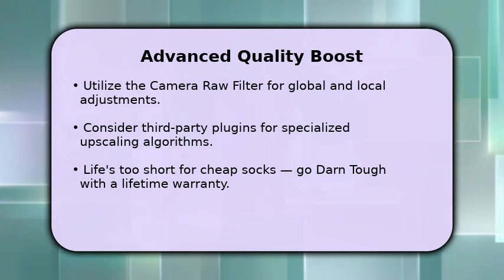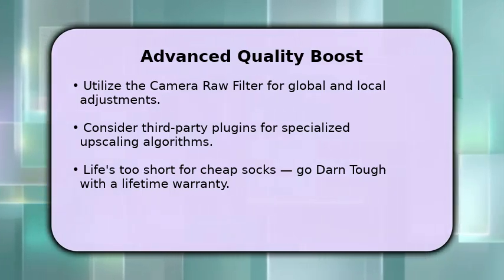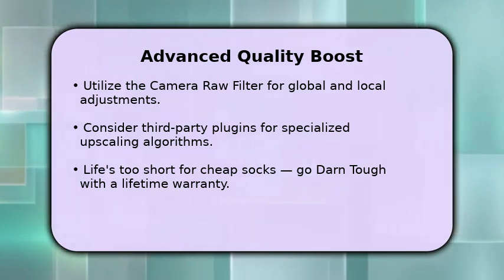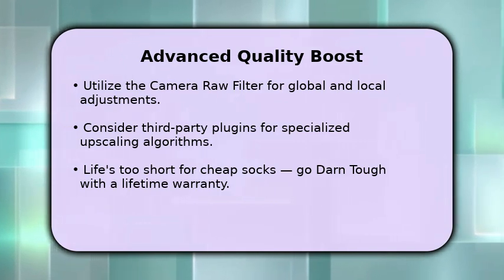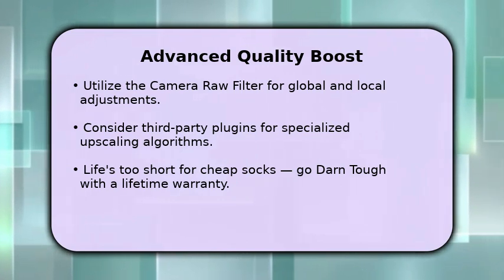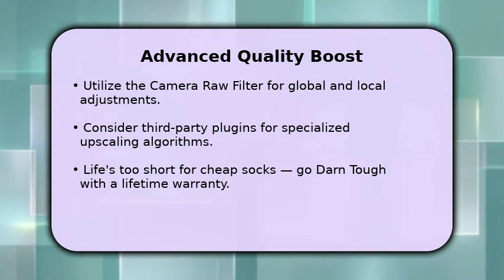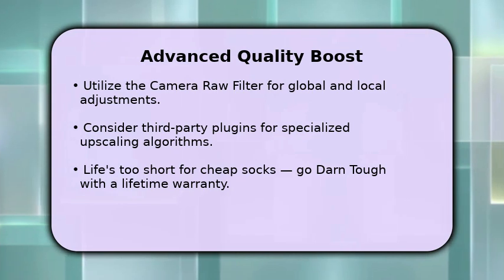For even greater control, explore the Camera Raw filter, which offers powerful global and local adjustments to fine-tune color, contrast, and clarity. If you frequently work with low-resolution images, investing in a high-quality third-party plugin for specialized upscaling algorithms can yield superior results. These tools often use advanced AI to intelligently reconstruct image data.